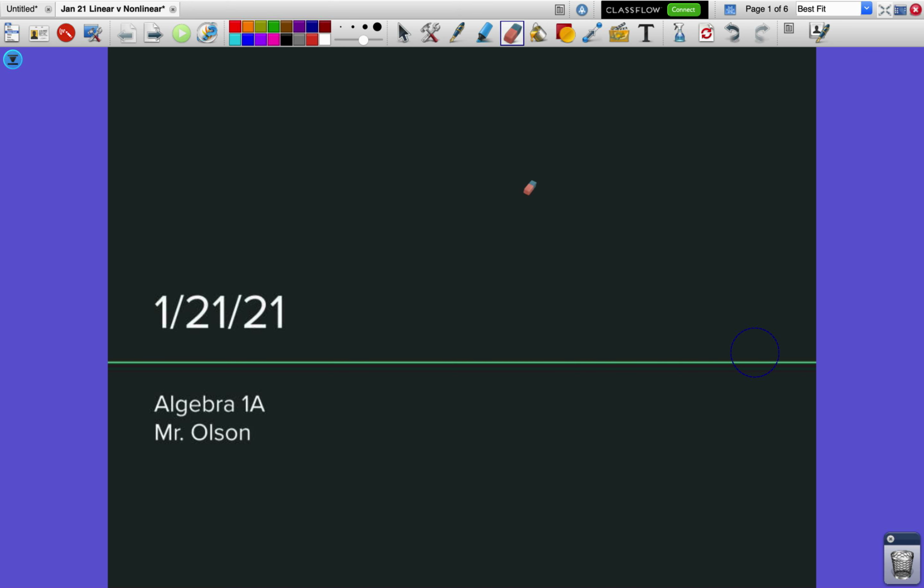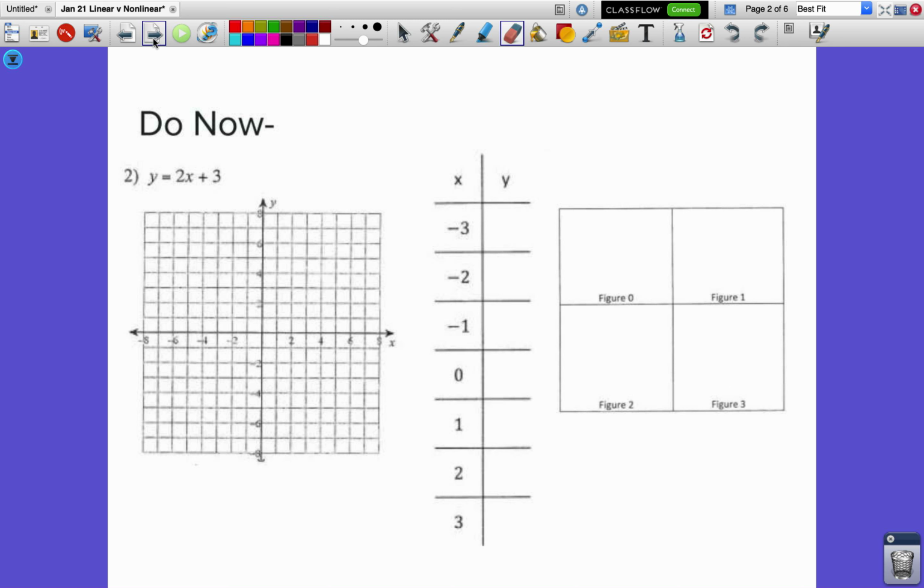For January 21st. Let's go ahead and get started with a do now that will have us converting an equation into a graph, a table, and a pattern. You can just do this in your notes. If you have graph paper, it can be very helpful. You put the date up there in your notes. I think that's always useful.